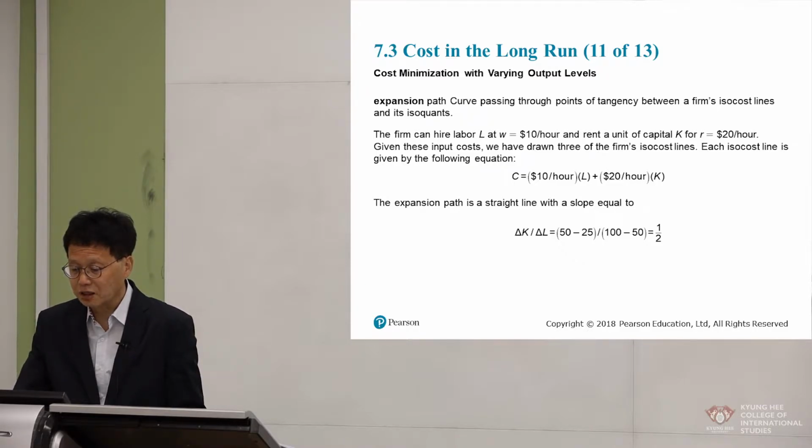The firm can hire labor L and capital K. Our wage rate is $10, and the rental rate of capital stock is $20. Given this input cost, we have drawn three of the firm's iso-cost lines. Each iso-cost line is given by the following equation. The slope of the expansion path should be equal to a half. I'd like to explain this a little later.